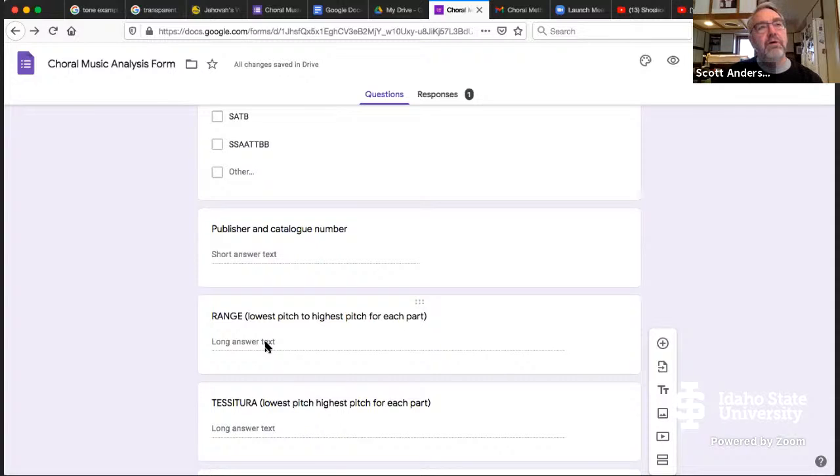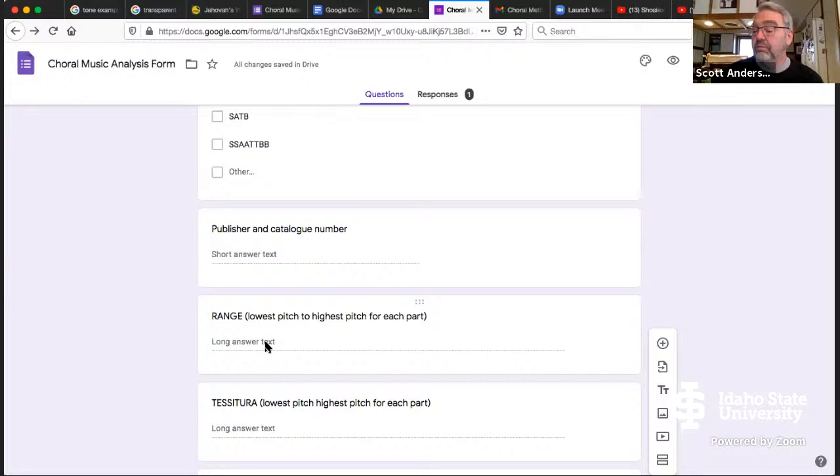I'm sorry, I said that wrong. The lower parts will come from the tenor and the soprano, and the highest pitches in the range will come from alto and bass. So that's what I'd write, is A3 to B flat 4.